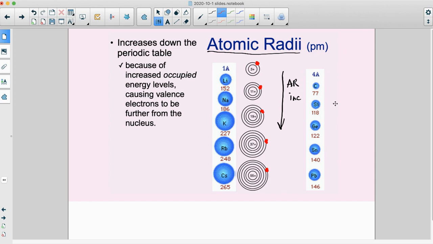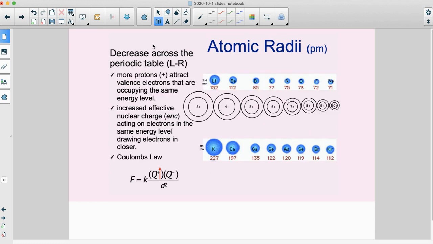We can see this similar pattern for group 14. Now this is kind of an older notation. Now we use group 14. So what about going across? Well, now we're seeing that the atoms are getting smaller. Our atomic radius is decreasing.